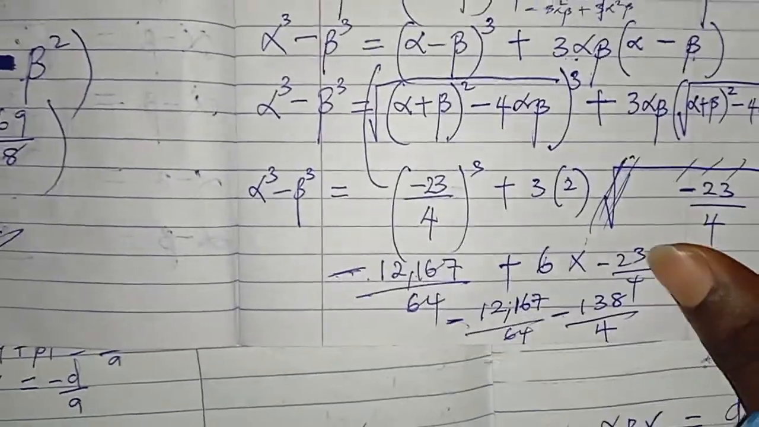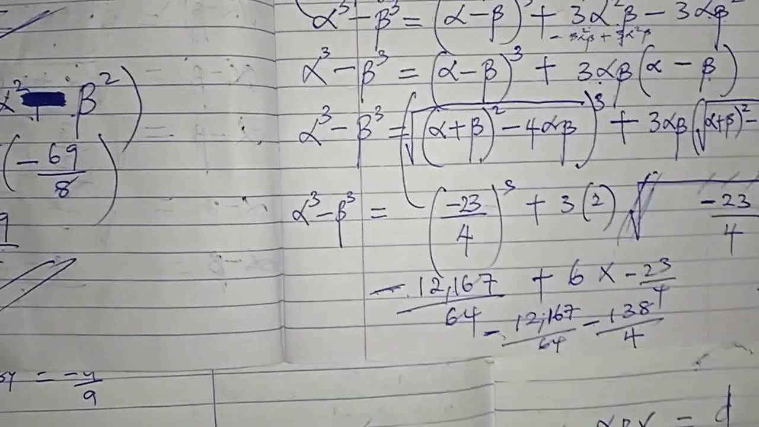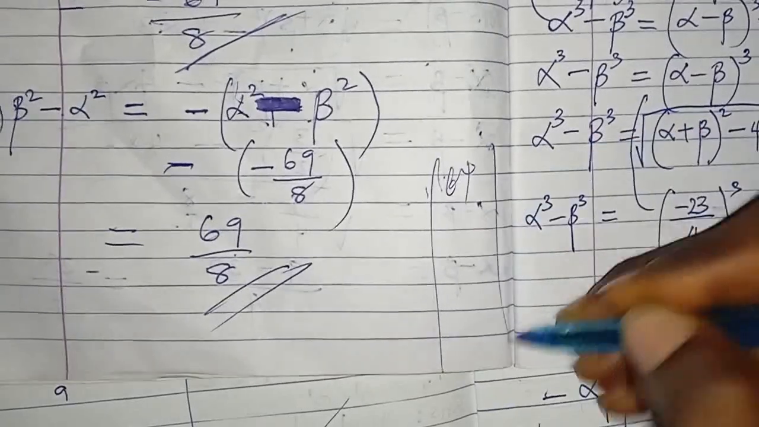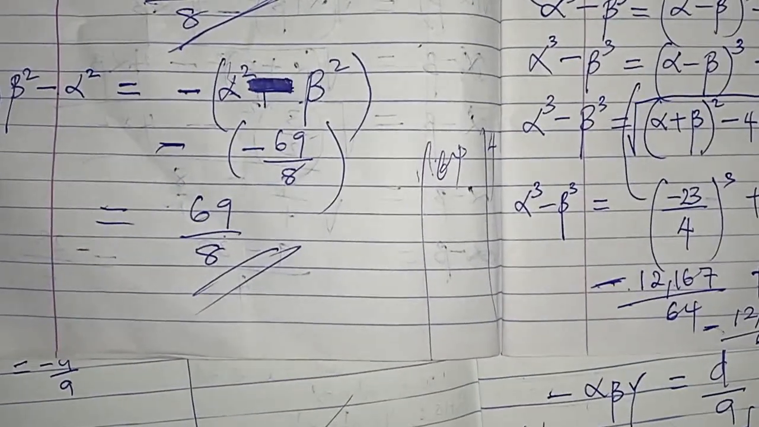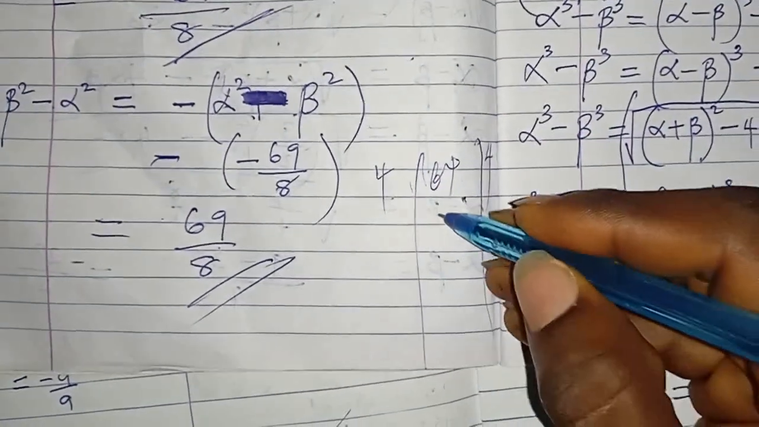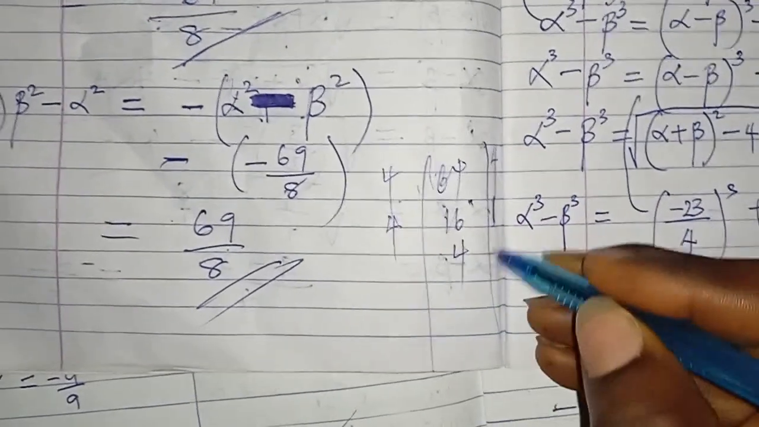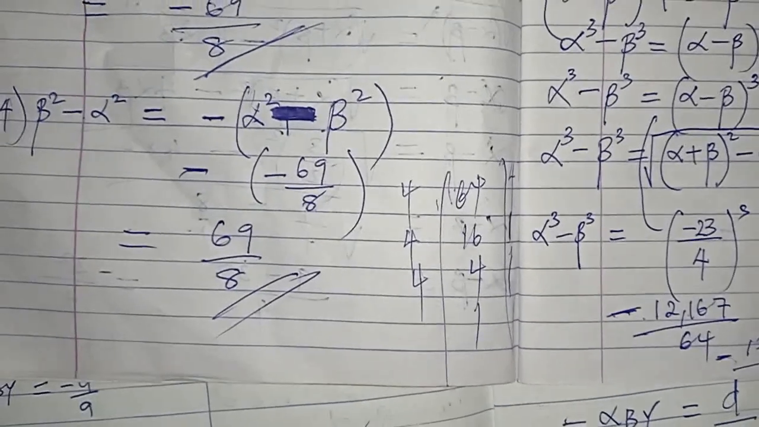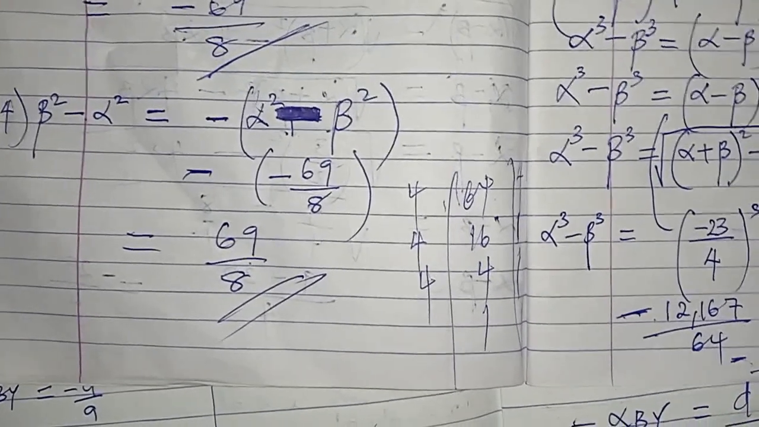So let's try to solve and find the LCM. So the LCM should be, let's go 64 and 4. 64 divided by 4: 4 here, 16, 1. 4 here, 4, 1. 4 here, 1, 1. So 4 times 4 times 4, 64. So the LCM is 64.